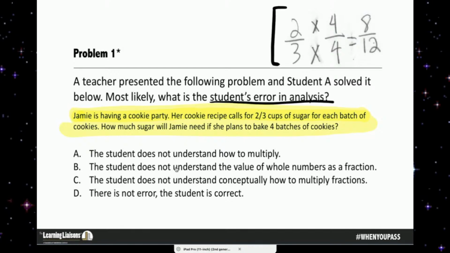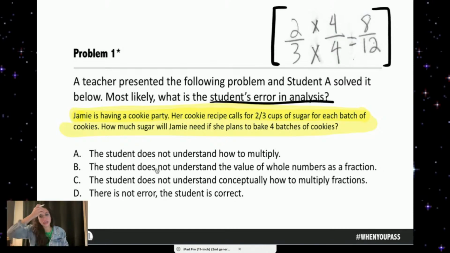And here's the student's work. What is the student's error in analysis? And that is the student's work. So A, the student does not understand how to multiply. B, the student does not understand the value of whole numbers as a fraction. C, the student does not understand conceptually how to multiply fractions. Or D, there is not an error. The student is correct.